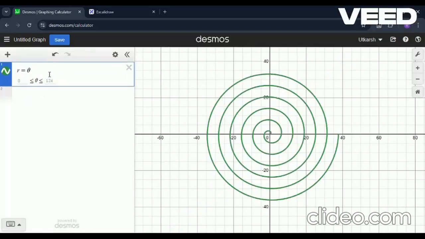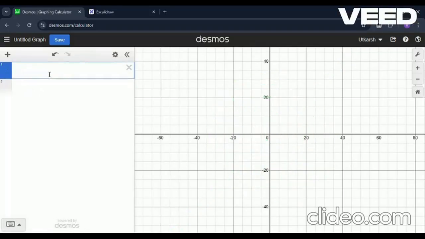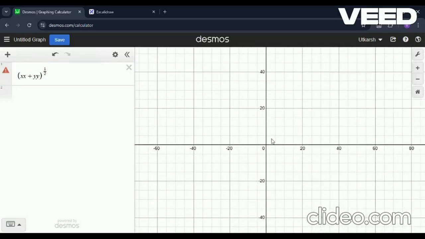if I have to write the same equation r equal to theta in the algebraic form, I would have to do something like this: x square plus y square raised to the power of 1 by 2, which is the r, like the square root of x square plus y square gives us the distance of that point xy from the origin, is equal to theta. Theta is basically tan inverse, arctan of y by x.